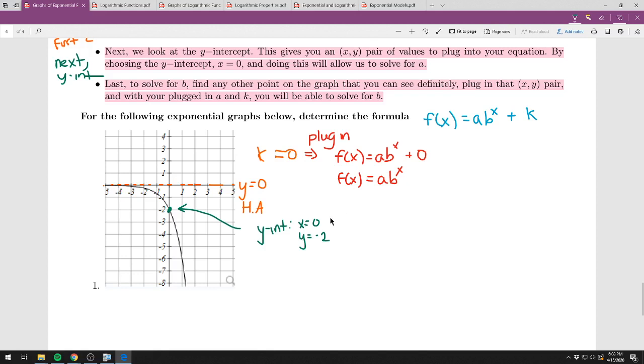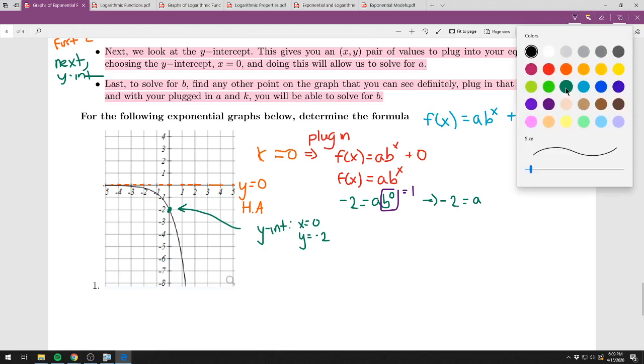So let's go ahead and plug it in. Just remember those questions from the beginning of last section. We'll plug it in. And we get -2 equals a times b to the 0. B to the 0 is 1, because anything to the 0 is 1. So we are left with -2 equals a. Now this is purely only the case that a is the y-intercept because k is 0. We'll see in the next example that doesn't need to be what happens. If k is not 0, a will not be the y-intercept.